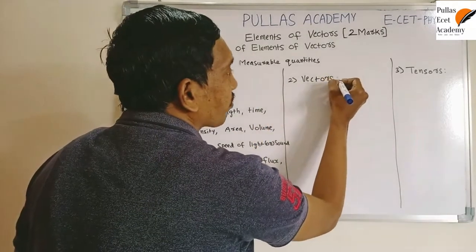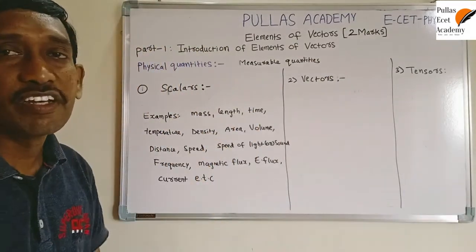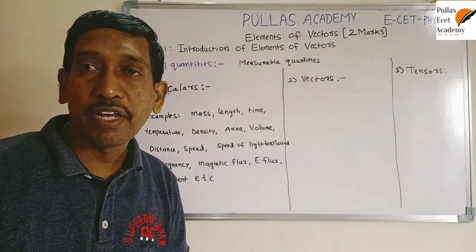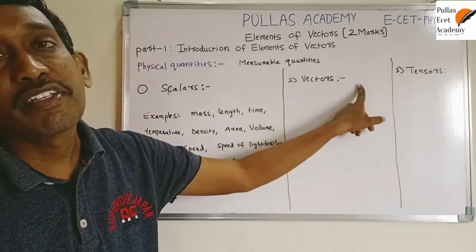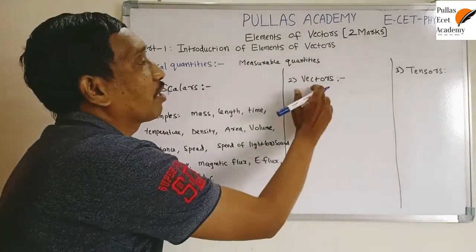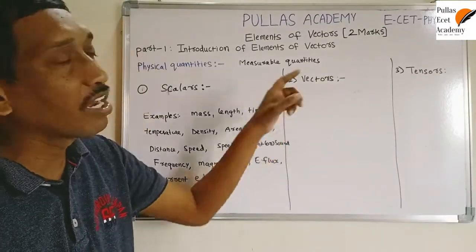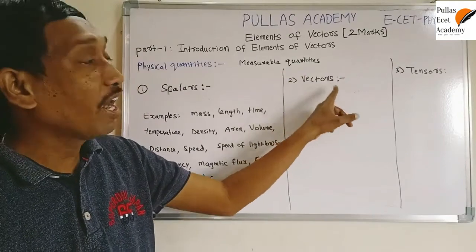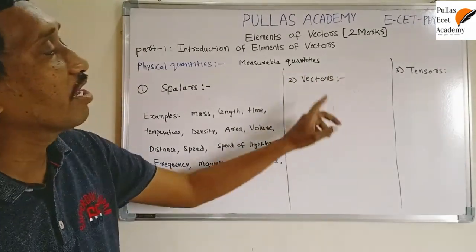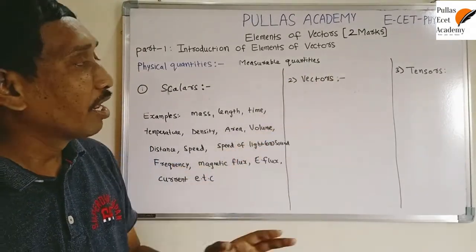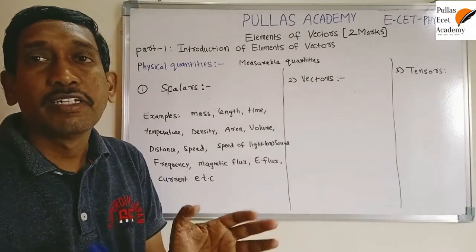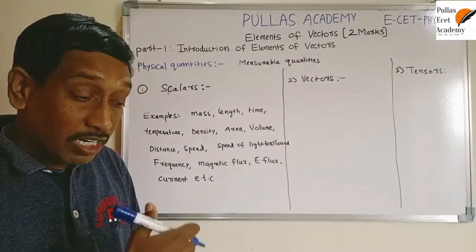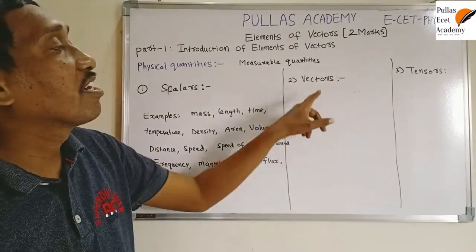What are vector quantities? From this definition it is very easily understood: the physical quantities which have both magnitude and direction and obey the laws of vector addition are called vectors. Okay, now the physical quantities which have both magnitude and direction and obey the laws of vector addition are called vectors.